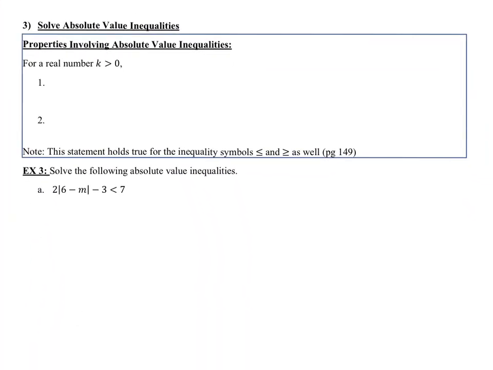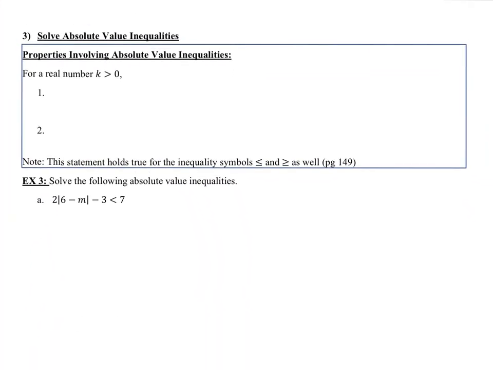Next objective. Solve absolute value inequalities. Okay, so properties involving absolute value inequalities. This is found on page 149. Oops, I already wrote that. Awesome. Okay, I wrote that right there. So for real number k, we have two options. One, we have an absolute value with some value inside called u, which is less than our number k. We can translate this into the statement negative k is less than u, which is less than k.